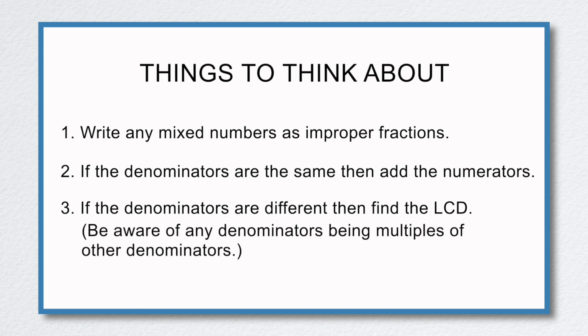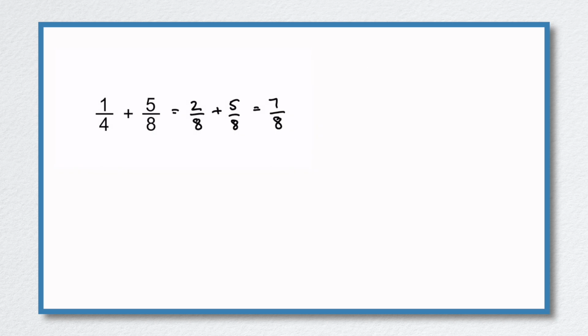And when doing that, you need to be aware of whether any of the denominators are multiples of other denominators, as shown in this example here. If you find a common denominator which isn't the lowest common denominator, don't worry, you'll still get the same answer. You might have to do some further simplification.